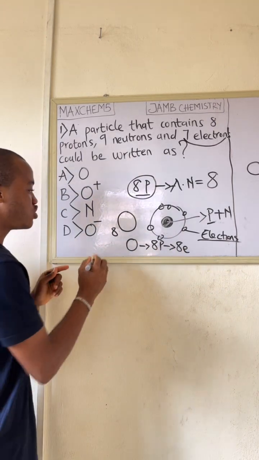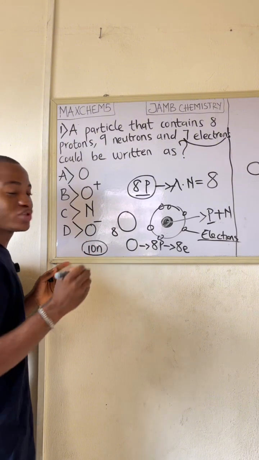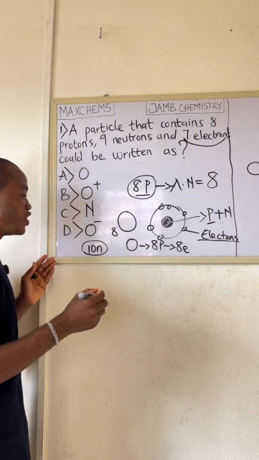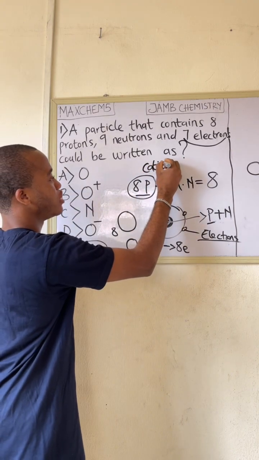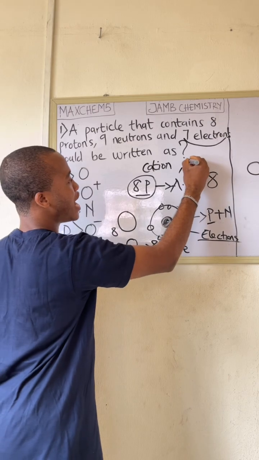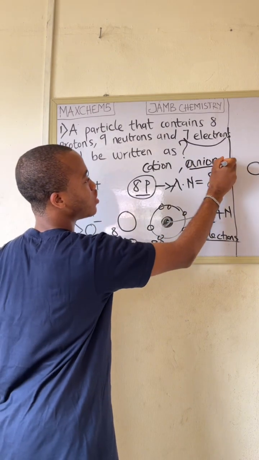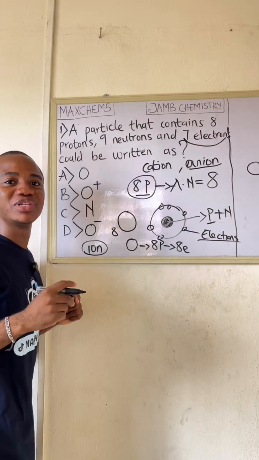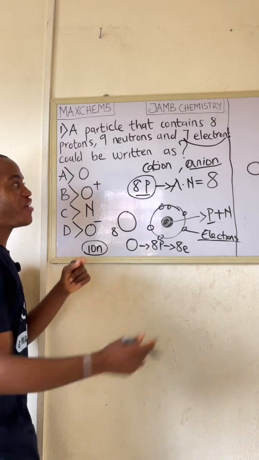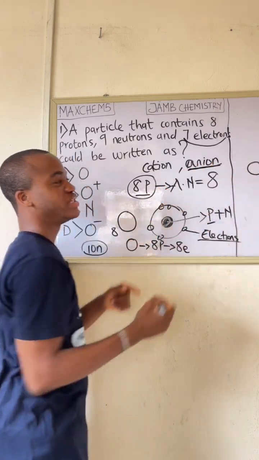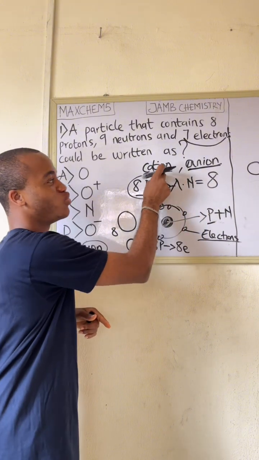Now, there's something we call an ion. We have 2 types of ion: the positive ion and the negative ion. The positive ion, we call the cation, and the negative ion, we call the anion. The negative ion is gotten when an electron is gained. When an electron is gained, we have an anion, which is a negative ion. And when an electron is lost, we have a cation, which is a positive ion.